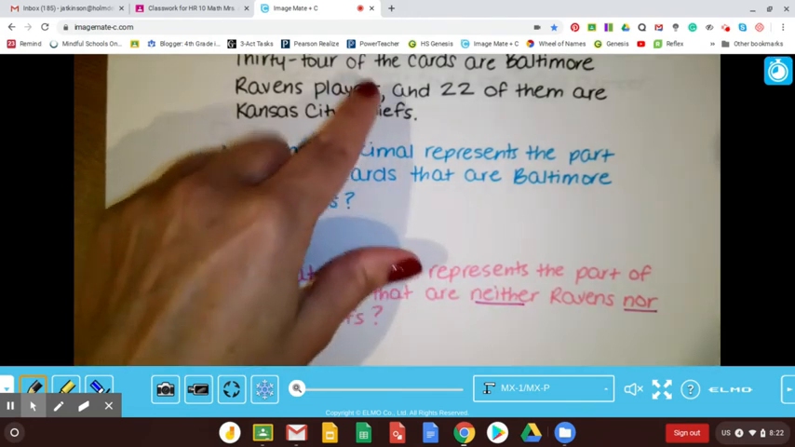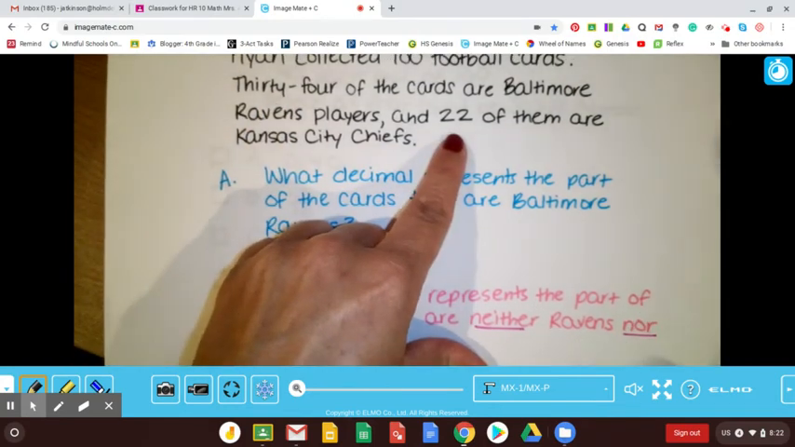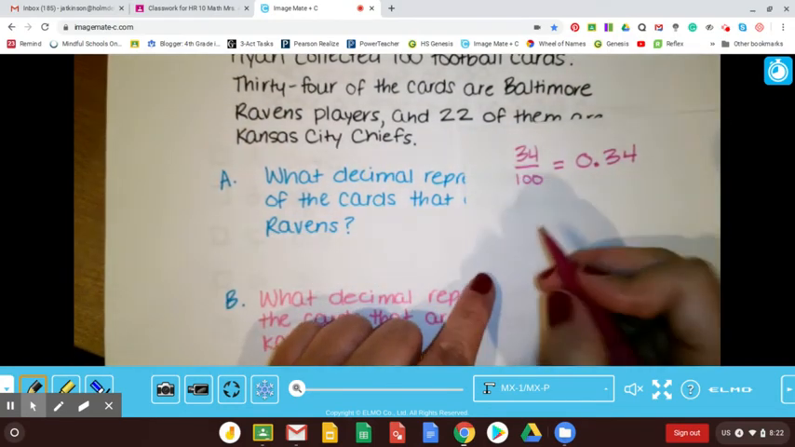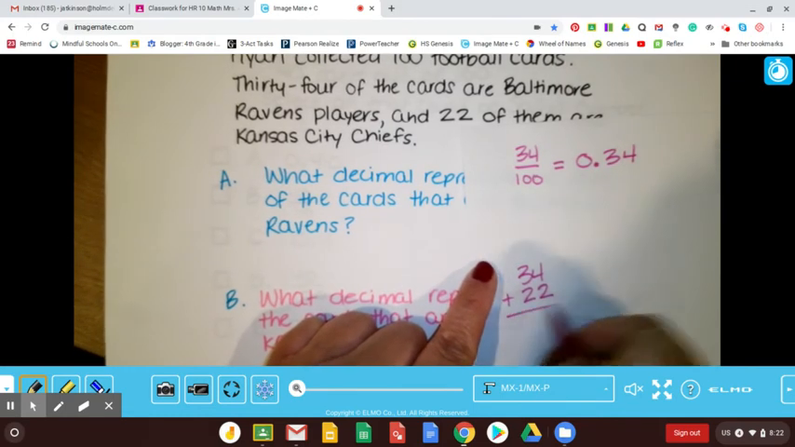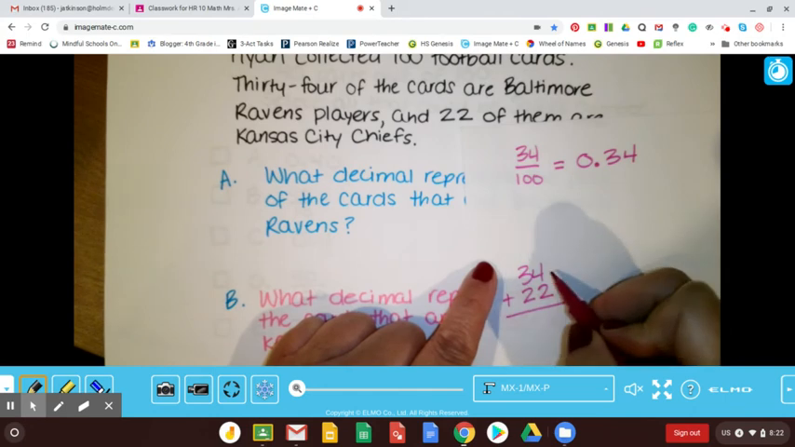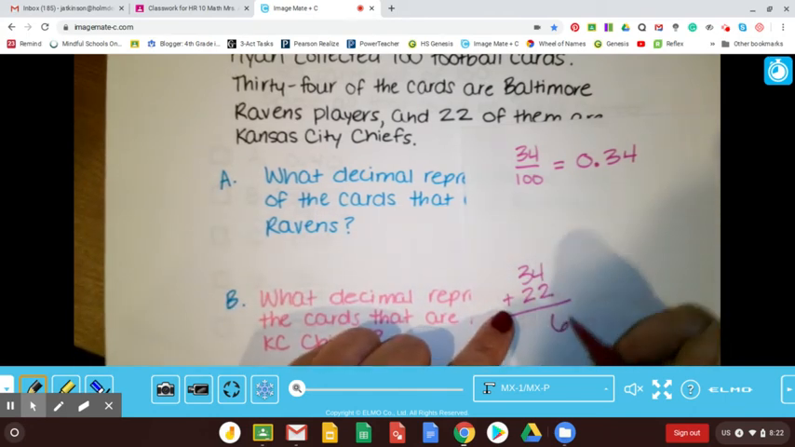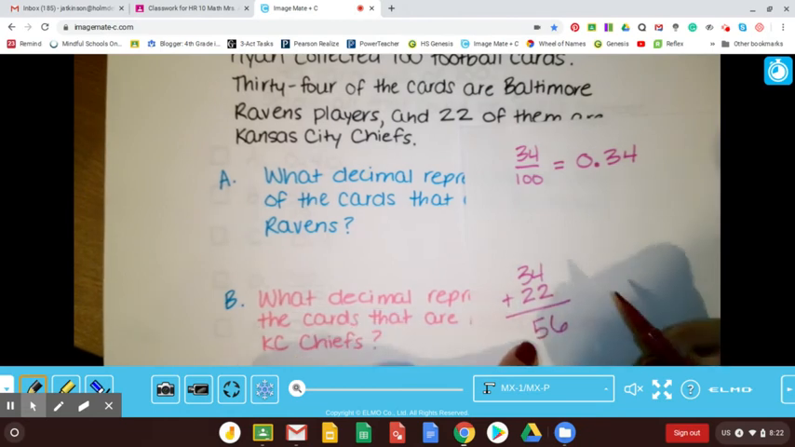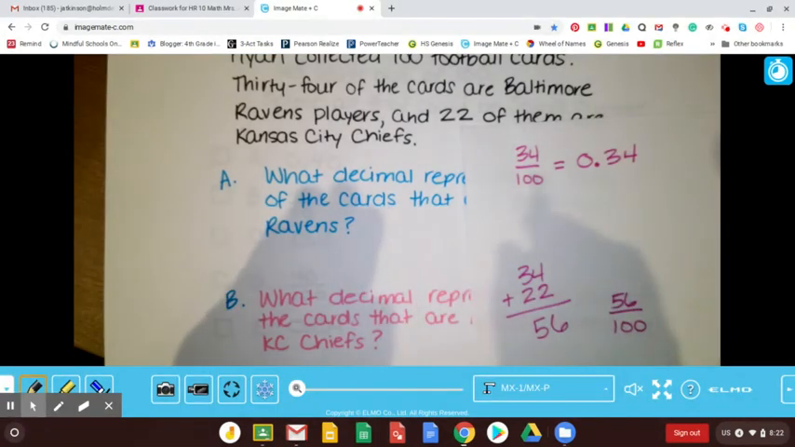So if we add it, let's see, there were 34 Ravens and 22 Chiefs. So first we have to add that up. 34 plus 22 will give me the total number of cards that are Kansas City or Ravens. So 4, 5, 6, and that would be 5. So that would be 56 out of 100 are Ravens or Chiefs. So how many would not be, right?